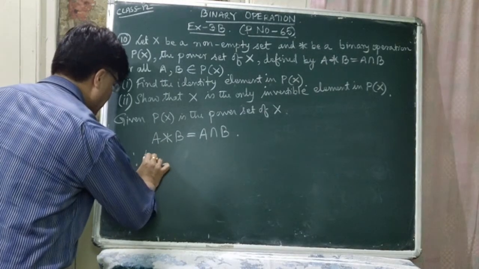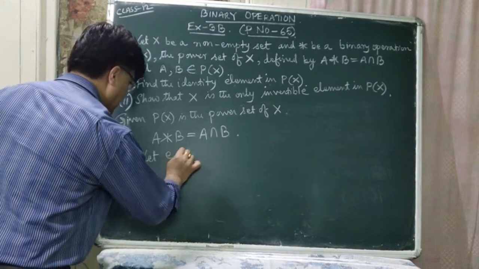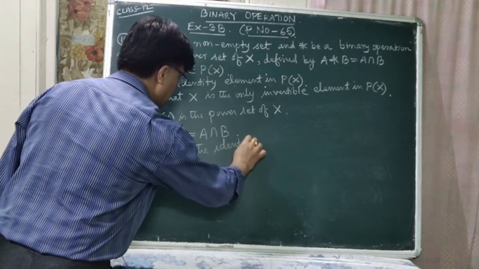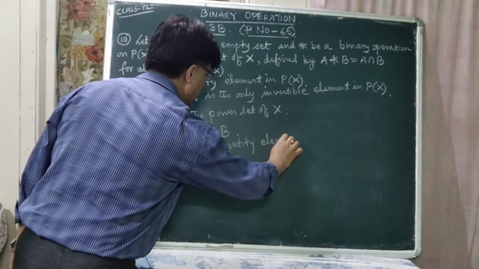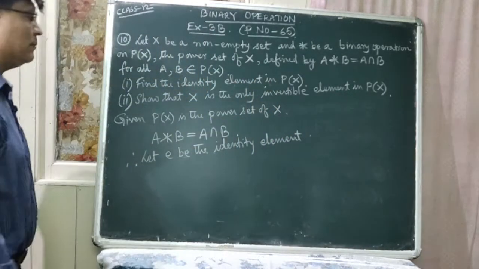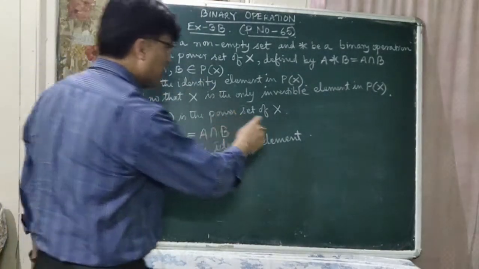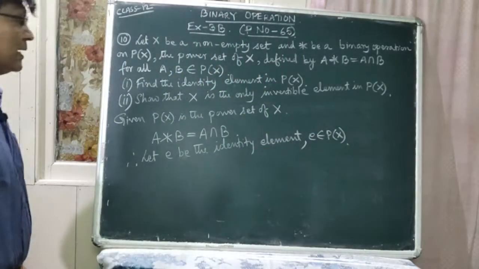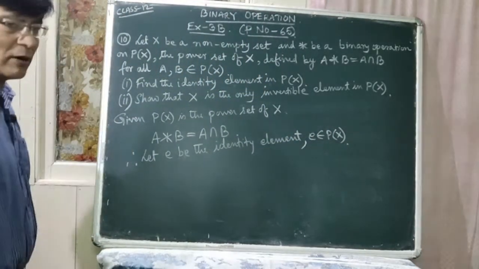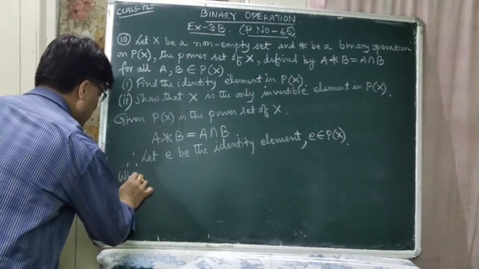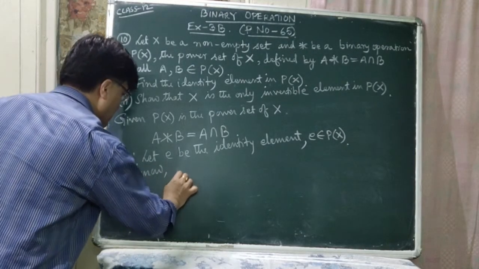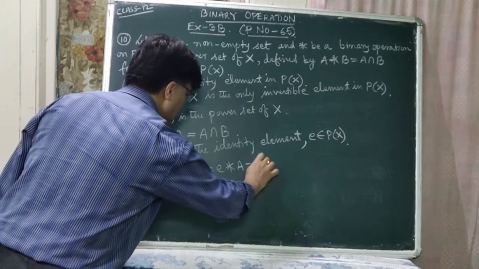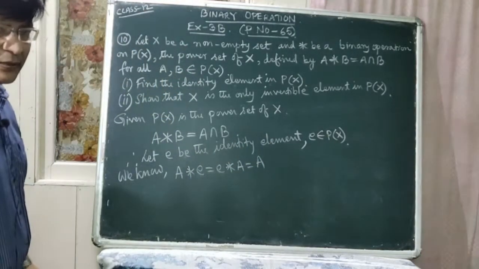So let E be the identity element that belongs to the power set of X. So we know that by definition, A star E is equal to E star A is equal to A. Is that clear?